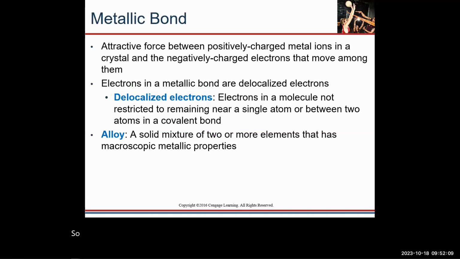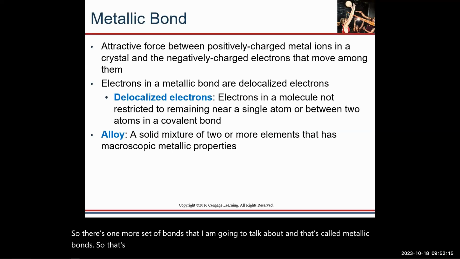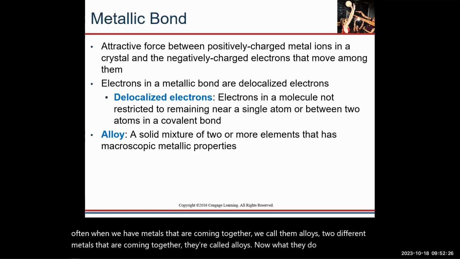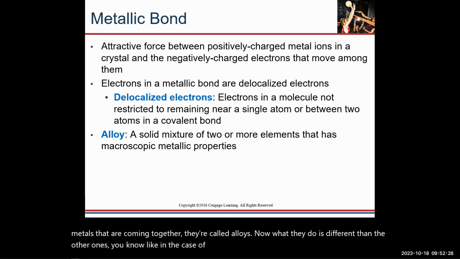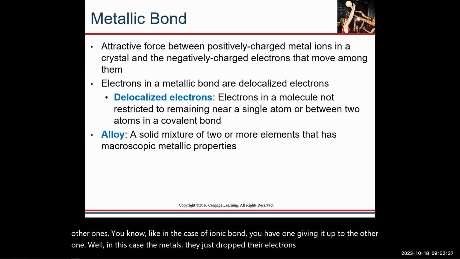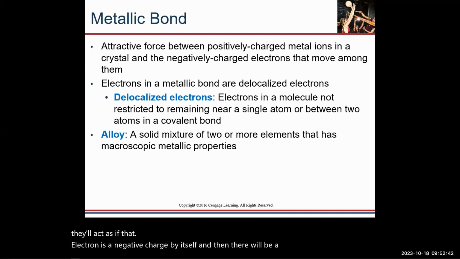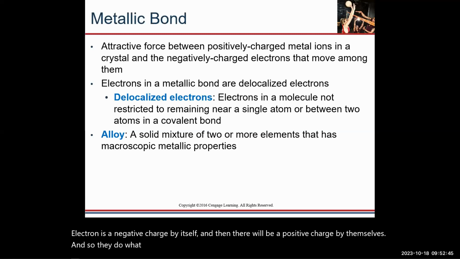So there's one more set of bonds that I am going to talk about, and that's called metallic bonds. So that's when metals are coming together and interacting with each other. And so often when we have metals that are coming together, we call them alloys. Two different metals that are coming together, they're called alloys. Now, what they do is different than the other ones. Like in the case of ionic bond, you have one giving it up to the other one. Well, in this case, the metals, they just drop their electrons. They'll drop them, and then they'll act as if that electron is a negative charge by itself, and then there'll be a positive charge by itself. So they do what we call delocalize the electrons. So they'll interact by delocalizing electrons.